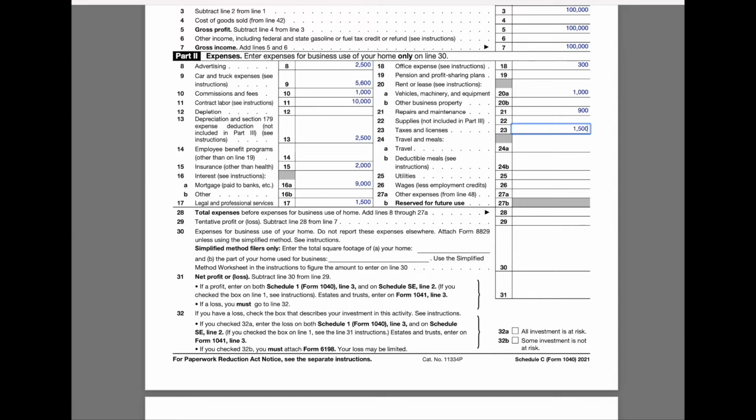Lines 24A and B, travel and meals. Here you would enter the expenses for your lodging and transportation. You can include flights, hotels, Ubers, and parking that's connected with overnight travel for business while away from your tax home. On 24B, you would enter 50% of your meal expense.